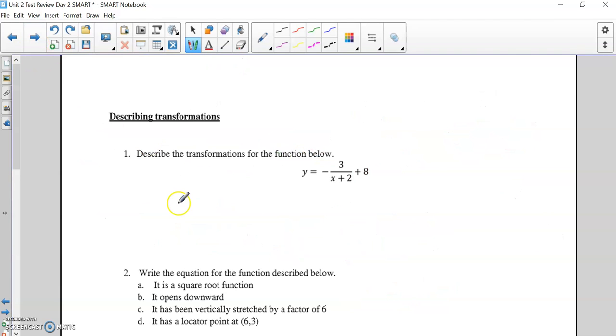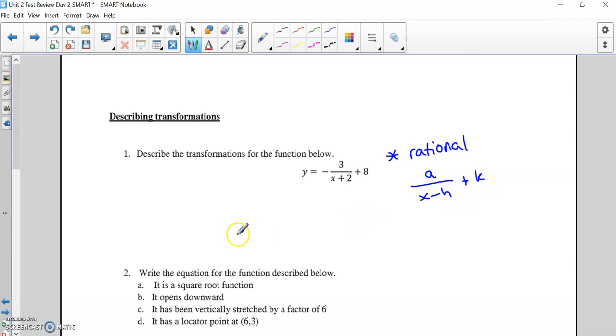All right, so now on to the transformations piece of this. If I give you a function here, the first thing you want to do is decide which parent function it's going off of. This is coming from a rational function, and that should be pretty obvious, because there's only one type we worked with that involves a fraction, right? And since it's a rational function, you know that the general format looks like this.